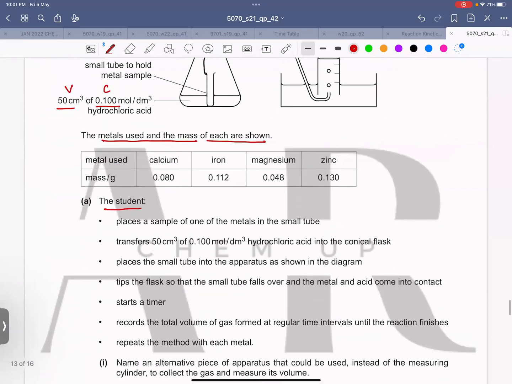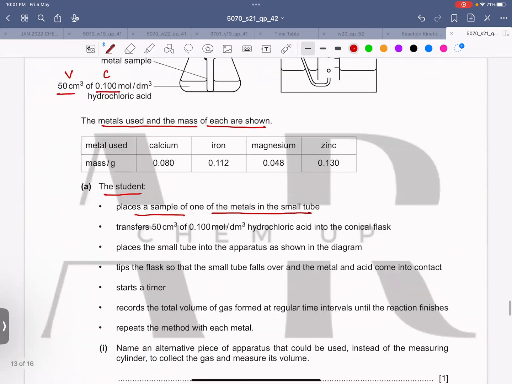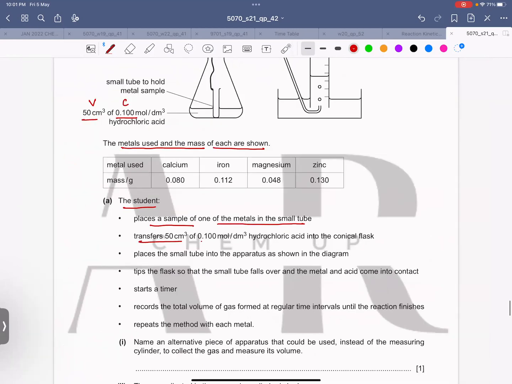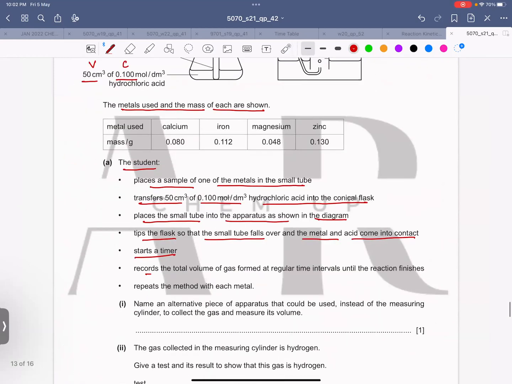Here we have a method. The student places a sample of one of the metals in the small tube. Transfer 50 centimeter cube of 0.1 mole per dm cube hydrochloric acid into a conical flask. Places the small tube into the apparatus as shown in the diagram. Tips the flask so that the small tube falls over and the metal and the acid come in contact. Start a timer. Record the total volume of gas formed at regular time intervals until the reaction finishes. Repeat the method with each metal.